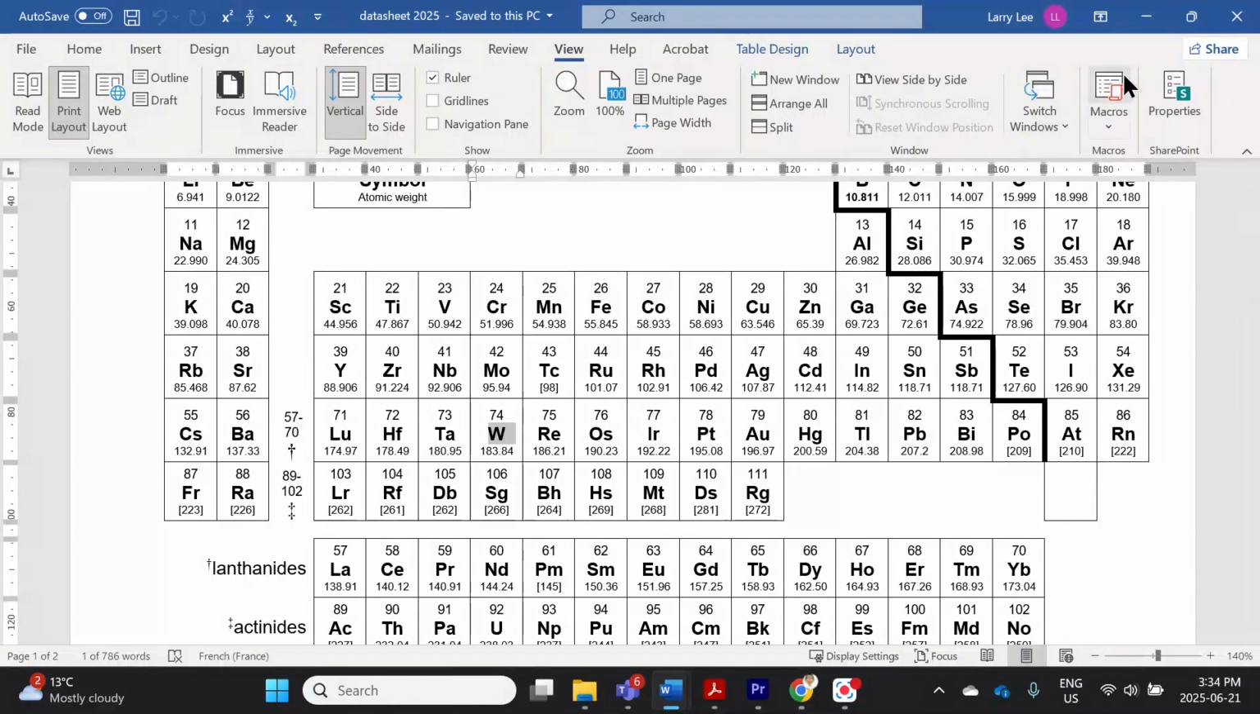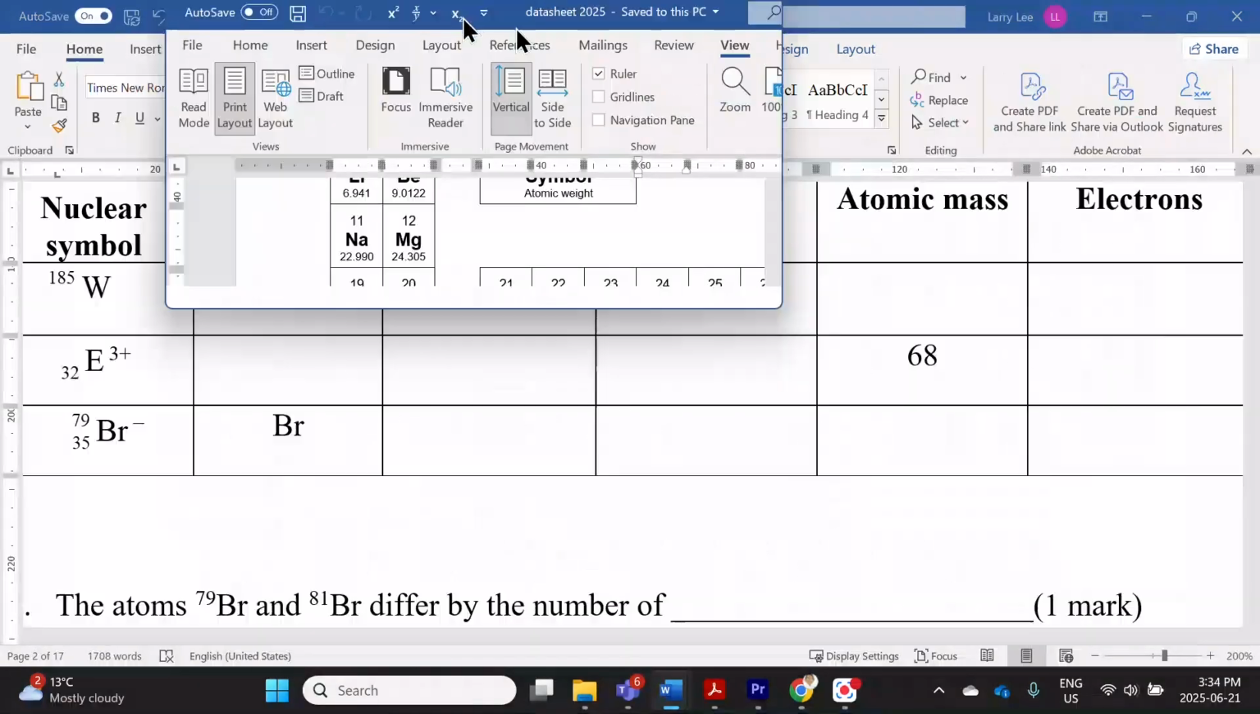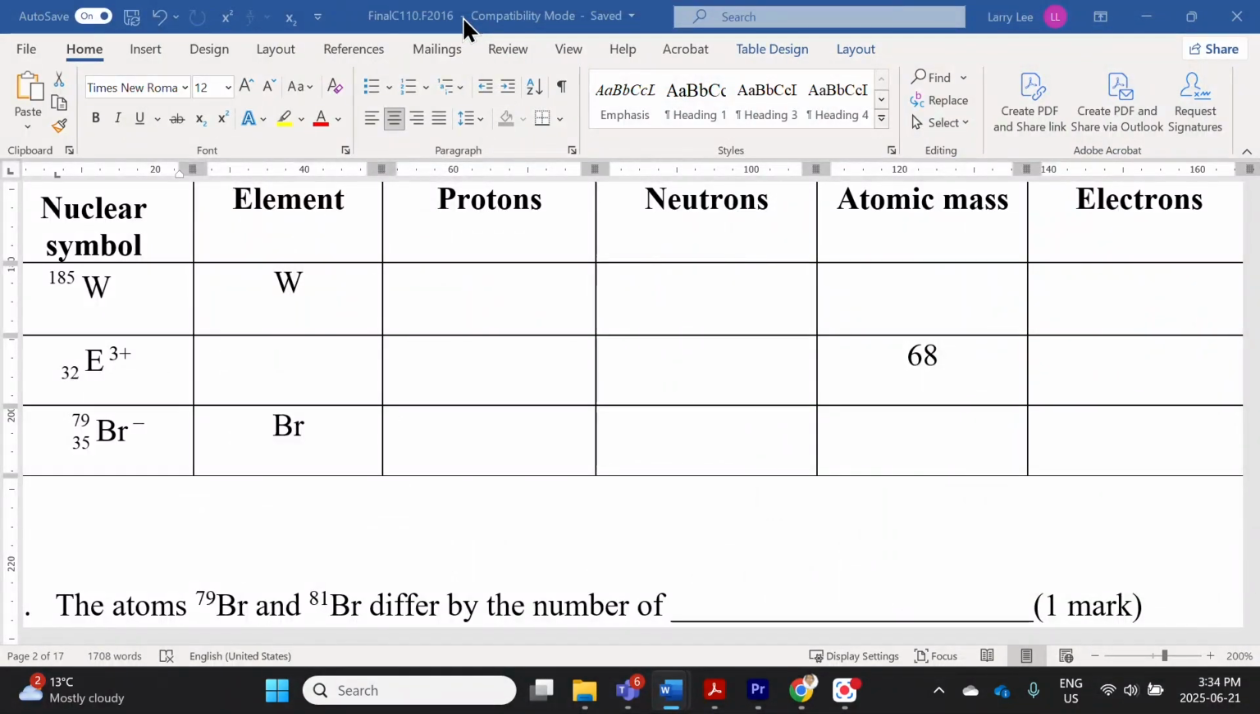So what we got here, let's push this over. Tungsten, as you remember, is 183.84, but it says 185. Now don't get confused with this because this is basically the isotope of that element. Now, the atomic mass number is automatically 185. It's nothing else. It's a whole number.